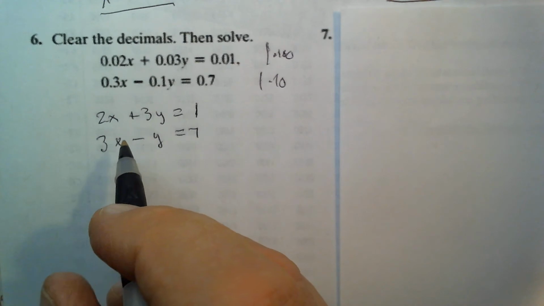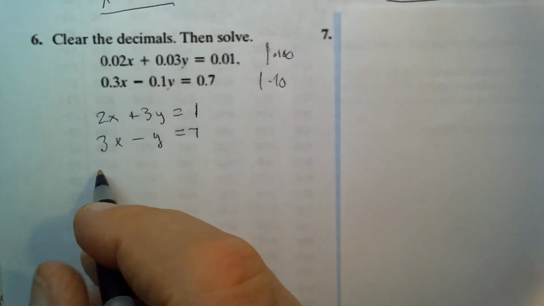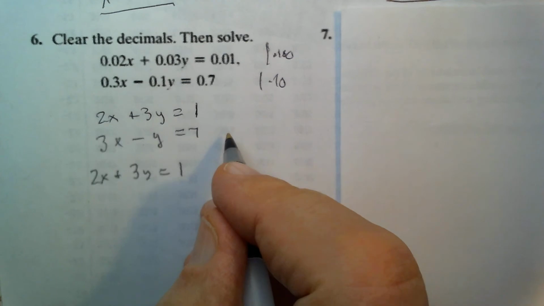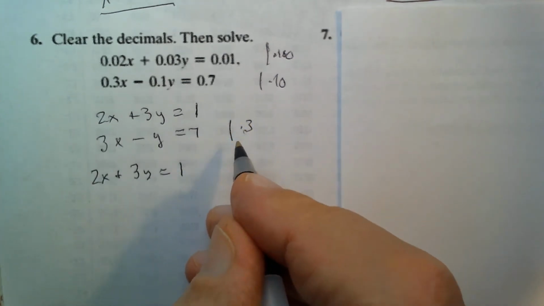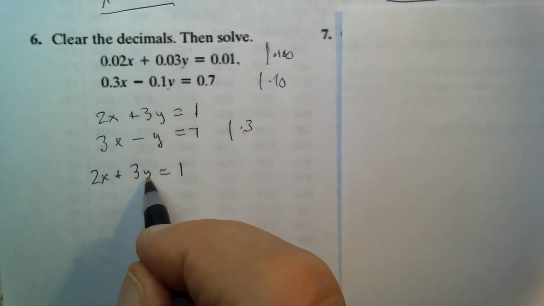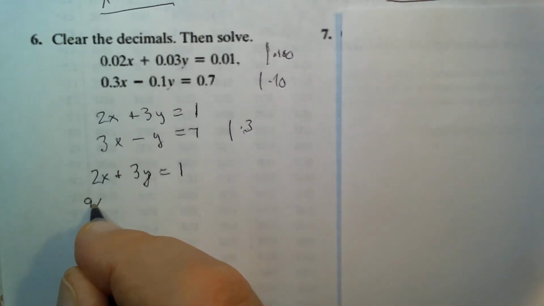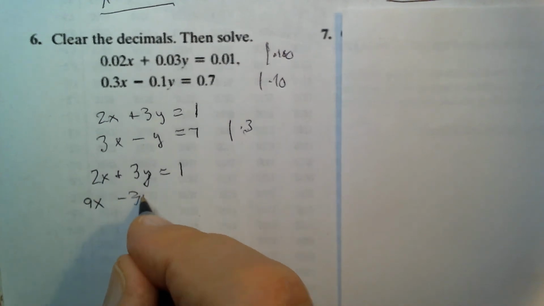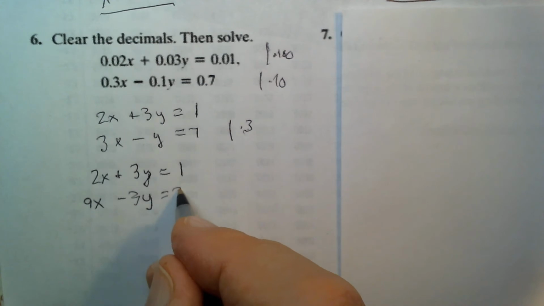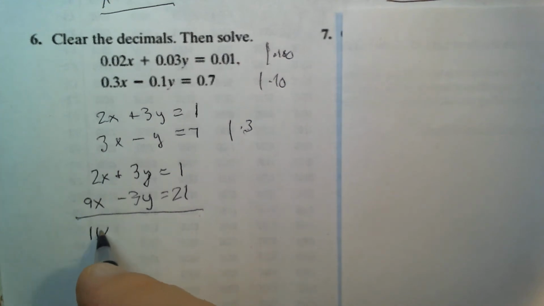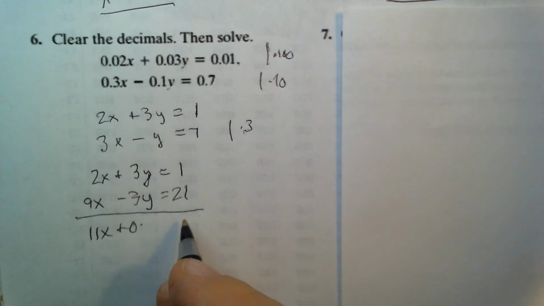Okay, so now what can we do to eliminate one of the variables? Well, we can leave the first equation as it is, 2x plus 3y equals 1. And let's multiply the second equation by 3. And the reason I want to do that is because it'll give me a minus 3y, and then that cancels out the 3y in the first equation. So 3 times 3x is 9x. And 3 times minus y is minus 3y. And 3 times 7 is 21. So when I add these two equations now, I get 9 plus 2 is 11x. I get 0y. And I get 22 on the right-hand side. So when I divide by 11 on both sides, x equals 2.